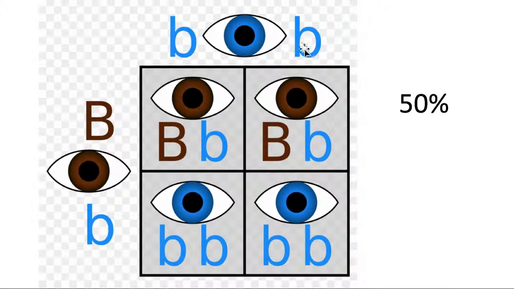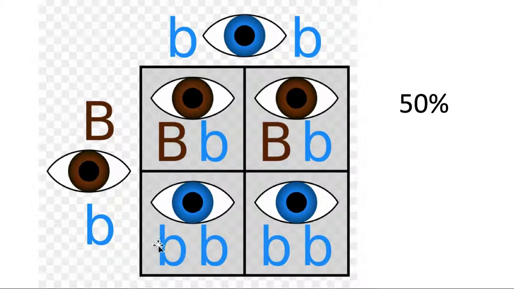So when we set up our Punnett square, all we have to do is basically fill in the little squares. So in the first square, I'm going to have a big B, and I'm going to match it up with a little b. In the second one, I'm going to have a big B and a little b. In this third box down here, I match up little b with little b, and in the fourth square, I'm going to have a little b and a little b.